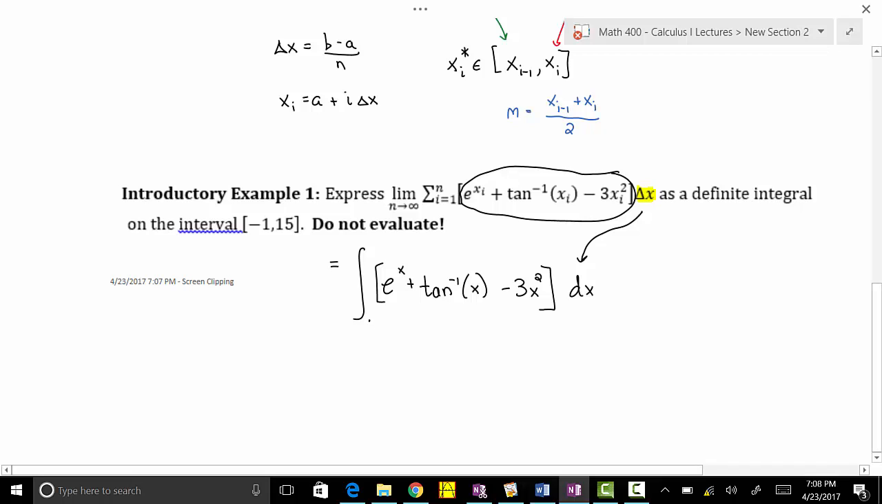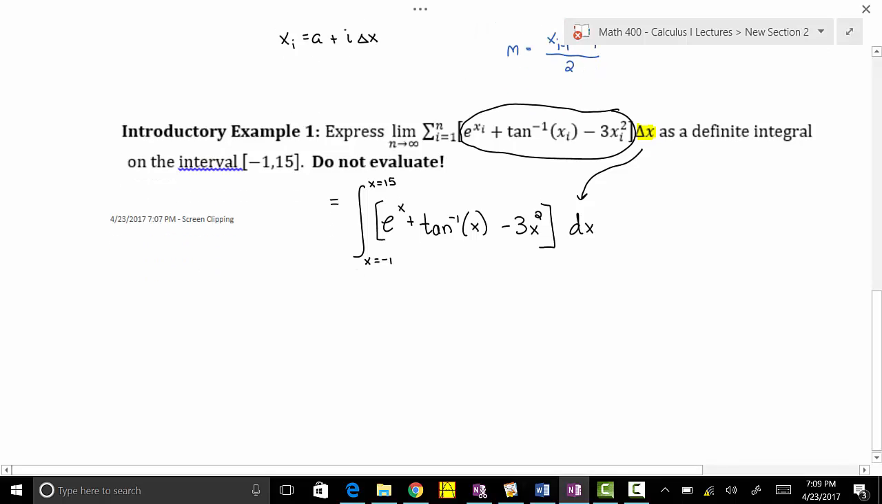And then we also get to say that x is going from -1 to 15. That's all we have to do. Do not evaluate this, is what I tell you, so don't bother evaluating this. All right, so let me scroll down a little bit.